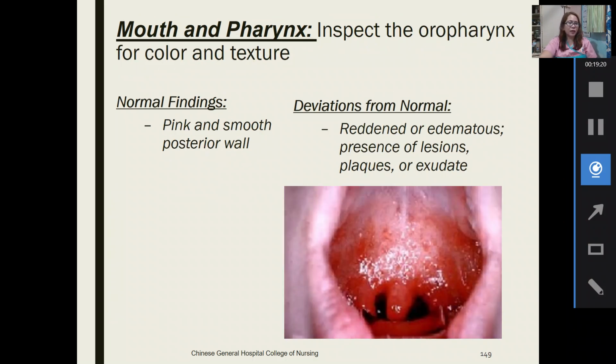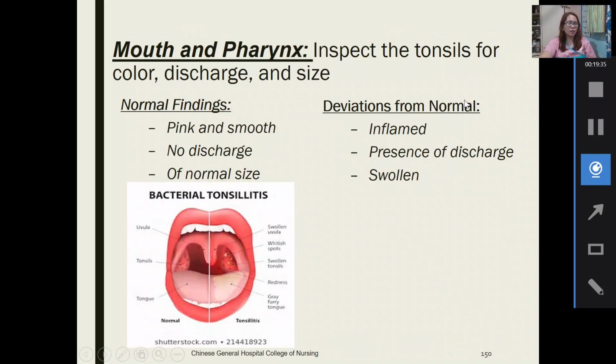Inspect the oropharynx for color and texture. The oropharynx should be pink with a smooth posterior wall. So, kapag may reddened or edematous or there is presence of lesions, plaques, or exudates, that is again abnormal. Inspect the tonsils for color, discharge, and size. So, the tonsils should be pink and smooth.